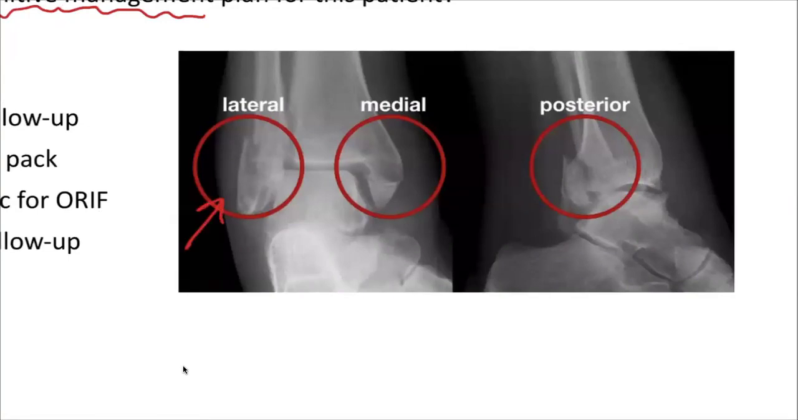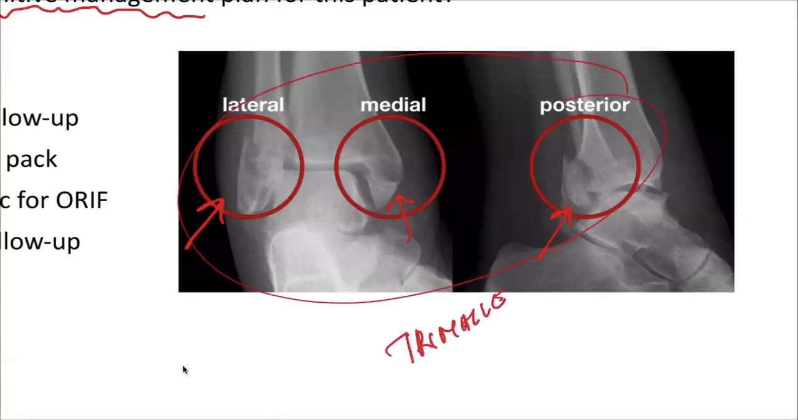Lateral malleolus fracture, medial malleolar fracture, and the posterior distal part of the tibia is fractured. This is known as posterior malleolar fracture. Combination of this is known as trimalleolar fracture. Trimalleolar fractures are extremely unstable fractures and require surgery.